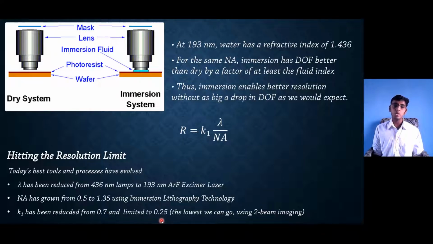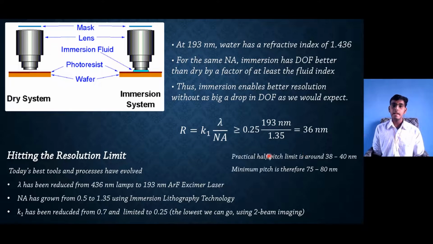0.25 is the lowest we can go using two beam imaging. So using all these values, the lowest half pitch that we can achieve is around 36 nanometers theoretically, but practically it is limited to around 38 to 40 nanometers, and hence the minimum pitch is around 75 to 80 nanometers.